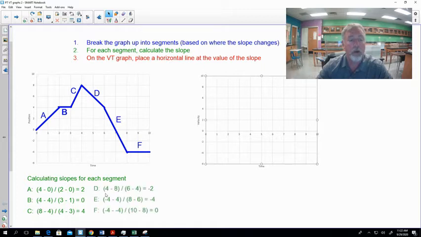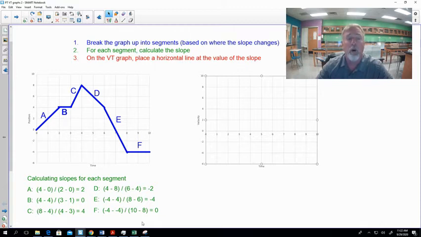Continuing on with the other slopes, I'll just do one of these. Slope for segment D. Where did it end? On the y, it ended at 4. Where did it start? It started at 8. So our numerator here is 4 minus 8. Notice that's going to be negative. Our denominator, we ended at 6 on the x-axis. We started at 4, so 6 minus 4. This is going to give us a slope of negative 2. Hopefully you can see how to do the remaining 2 slopes here.